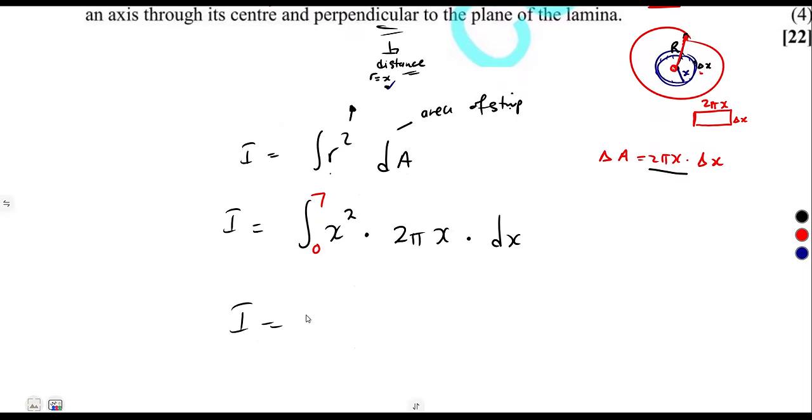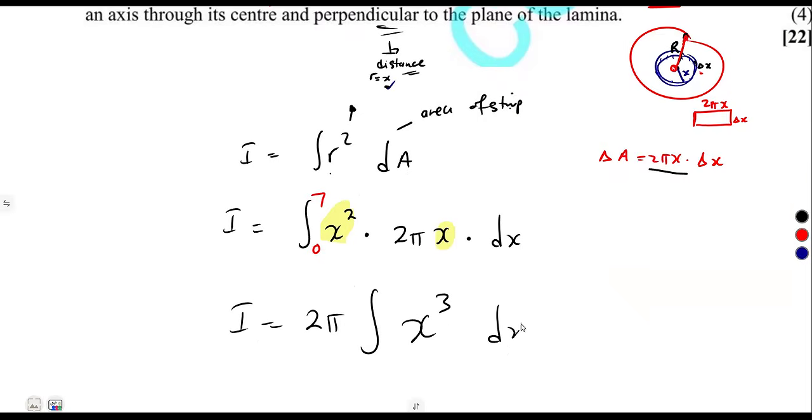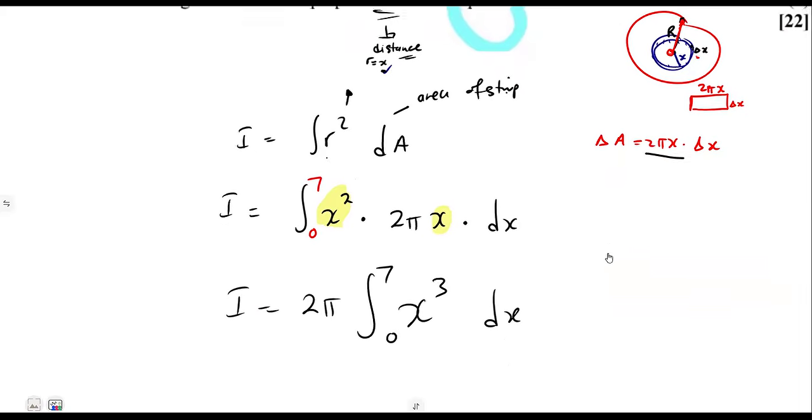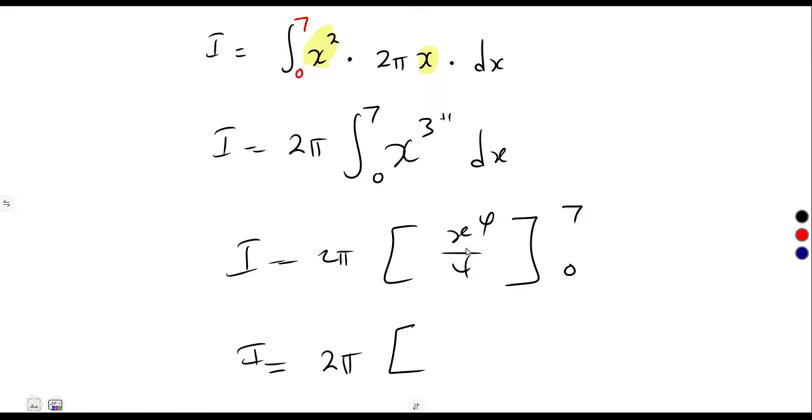Take the 2 pi out. Considering the like terms, you've got x squared times x, so that's x cubed. Simply integrate that, then substitute your limits, and you are done. So that's our second moment of area. Add 1, so that's x to the 4 over 4 from 0 to 7. That is 2 pi times the upper limit 7 to the exponent of 4 over 4, minus the lower limit when x is 0.